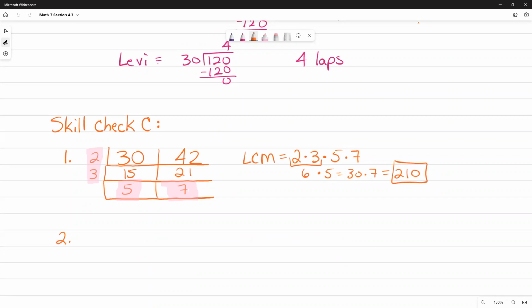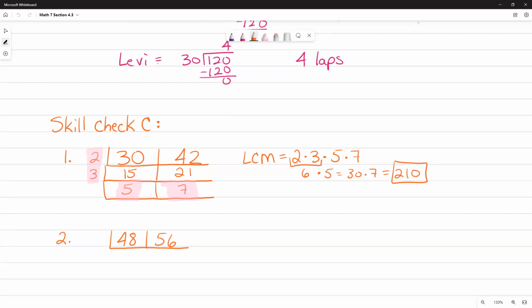All right. Number 2, 48 and 56. What'd you get for this one? 24 and 28. Would that work? Wait, 24 and 28? Okay, so what I got for my LCM was 336. That is correct. Yes, very good.